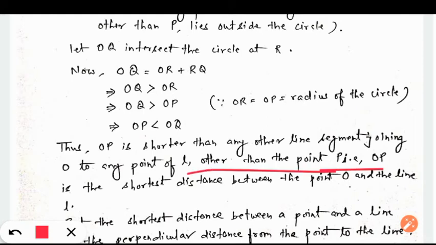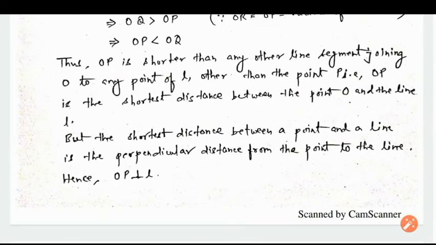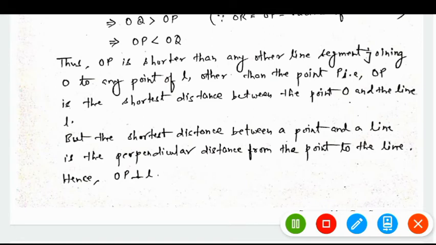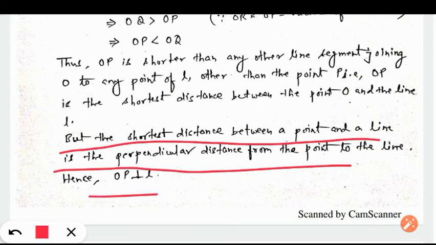So we can say that OP is the shortest distance between the point O and the line L, that is the tangent. We all know that the perpendicular distance is the shortest distance between a point and a line. So the shortest distance from a point to a line is the perpendicular distance from the point to the line. Hence we can say OP is perpendicular to L. I do hope that you have understood this theorem.